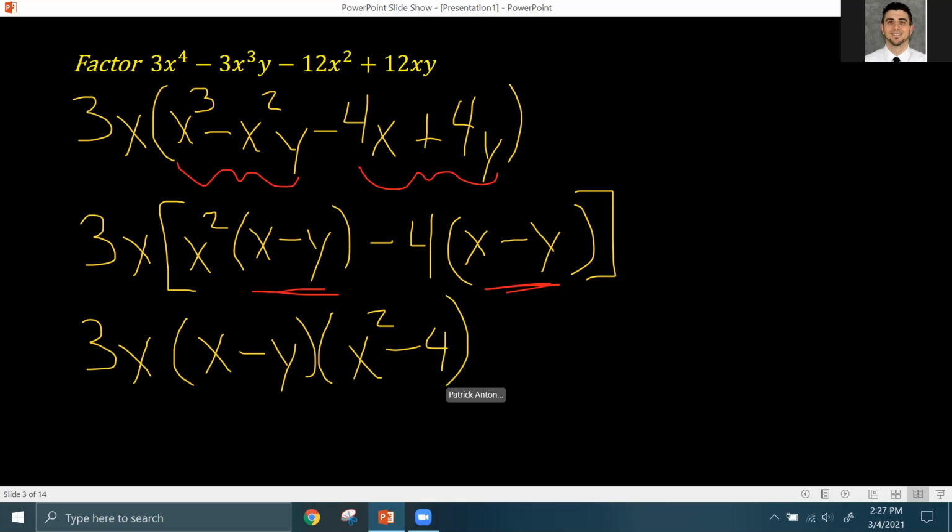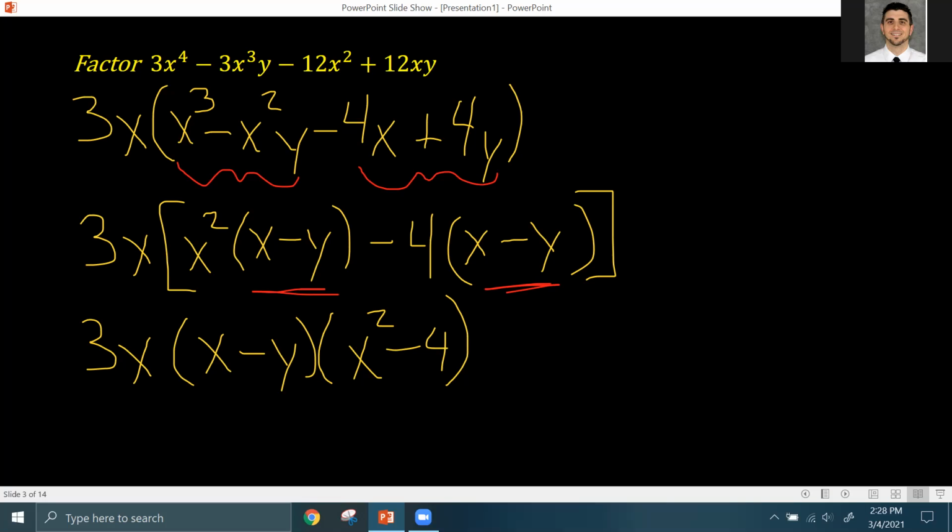Now, a lot of students would stop at this step because they finished the factor by grouping, and that is true. However, even though we did that, you still have to look at the factors that are left over to see if there are any more factorable quantities. If you look at the last one, x squared minus 4, that should stick out to you as a difference of squares.